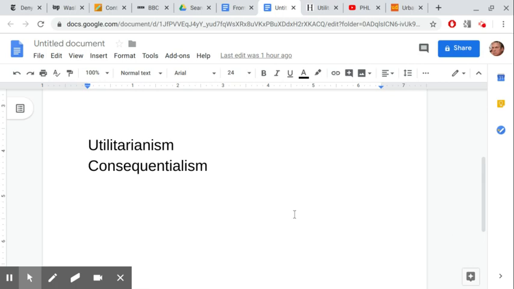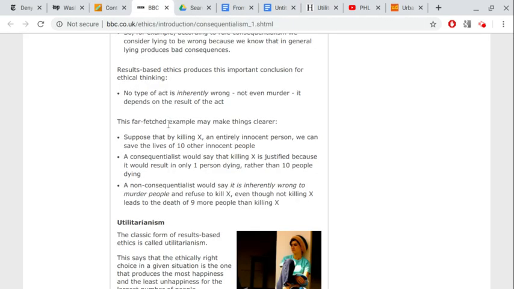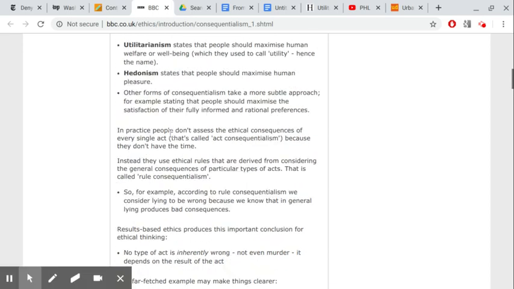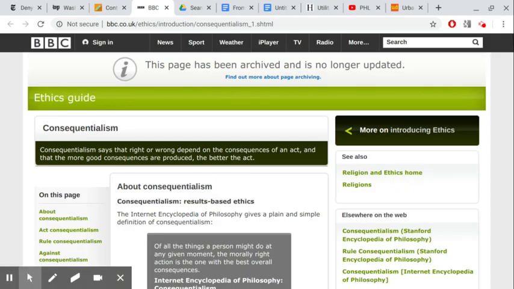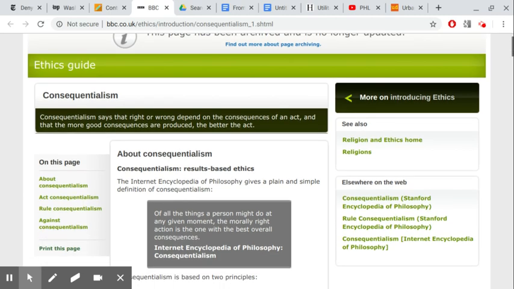The second approach to moral decision making that we're looking at this week is utilitarianism, which is a form of consequentialism. If you look at the resources that I've given you this week, one of them is a very old BBC ethics guide. For some reason, on the BBC website, they had an ethics guide at one time, which I think is pretty good.